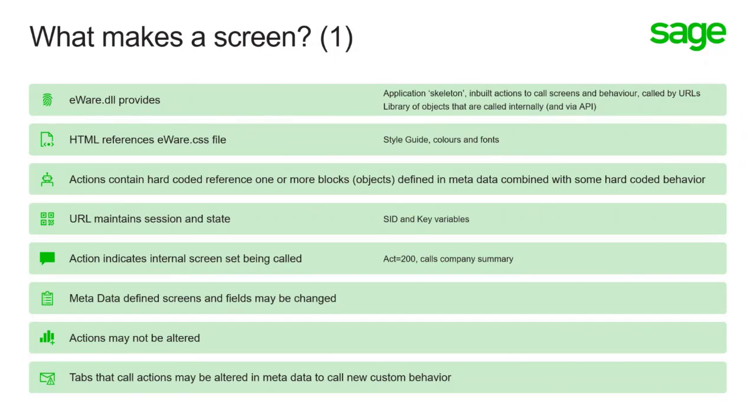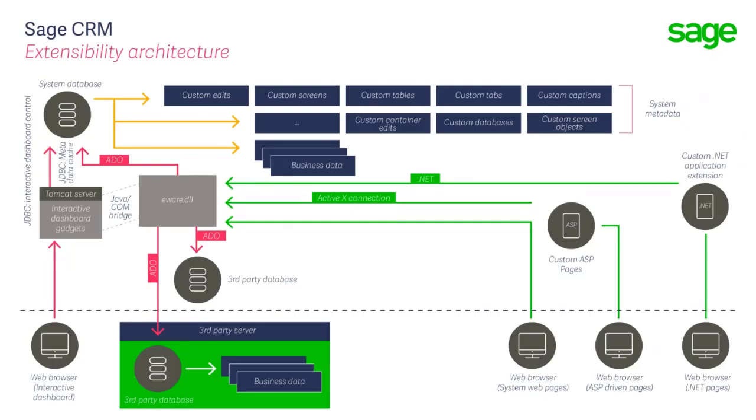You can't change the action codes, but what you can do is change what the action code presents, because you can change the definition of the screen elements. And we can add in our own new versions of these screen elements by creating new tabs which call our own custom behavior. If you're using the .NET API to extend the interface, or you're using the classic ASP pages to extend the interface, you can see these represented on the right-hand side of the screen. They make calls through to the eWare DLL for screen resources.